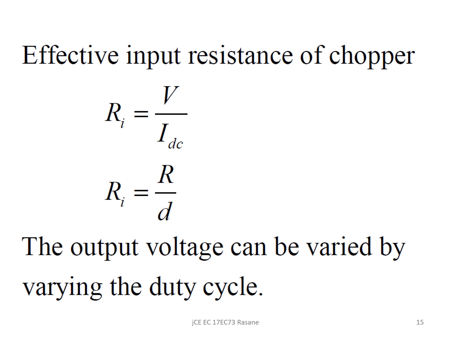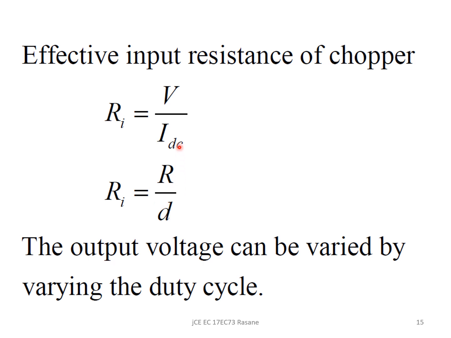The effective input resistance of the chopper. So the chopper will have an input resistance, which will be evaluated by the input voltage divided by the DC current that is flowing. So Ri is equal to R by D, because we have the on time and off time.